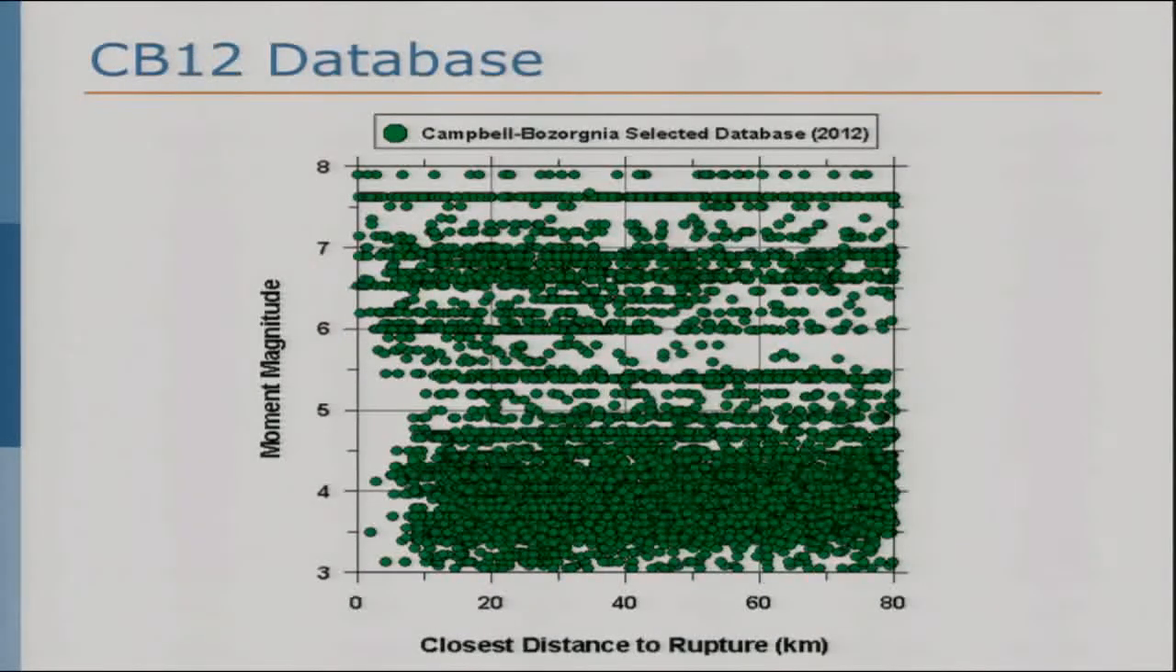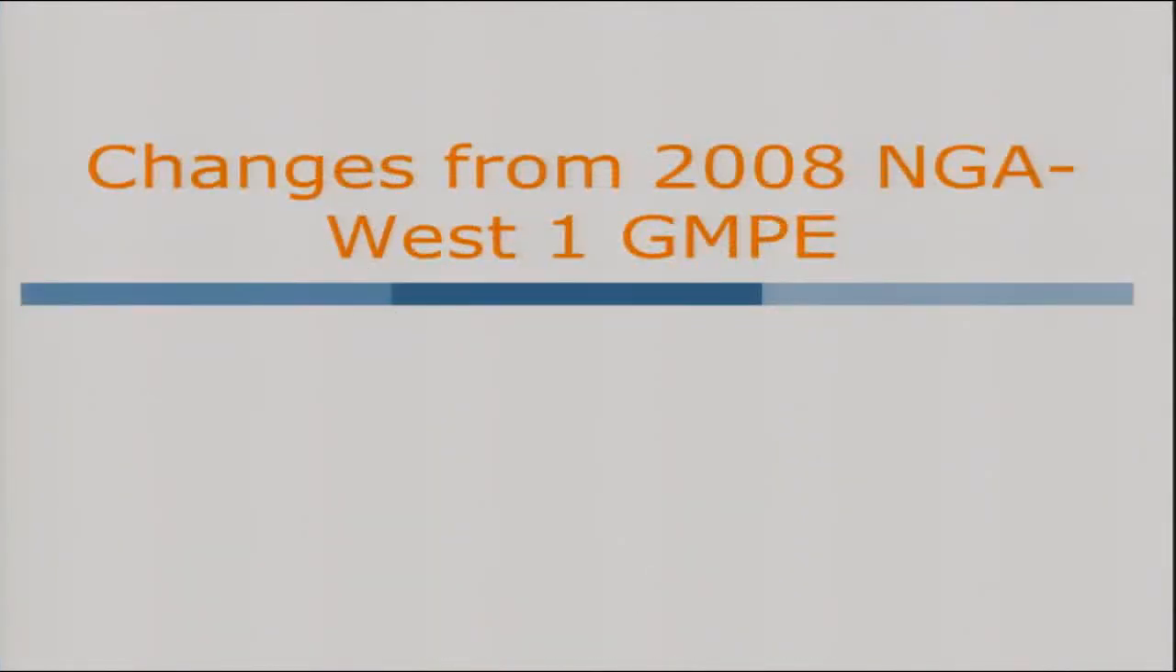Now that was in log scale distance. This is looking in linear scale distance, magnitude and distance. So you can see that actually there's a nice uniform pattern there, except for the gaps that I just mentioned.